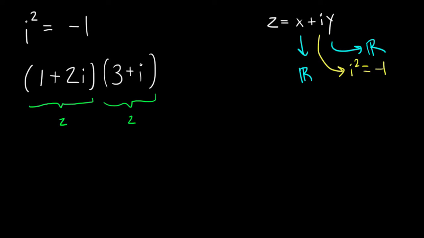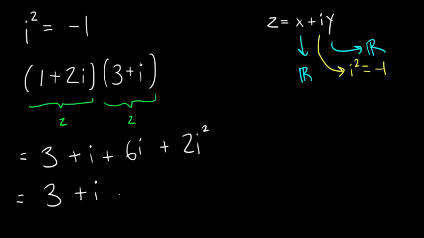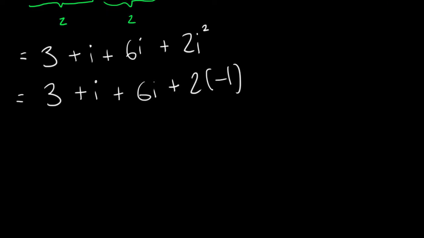So we do the multiplication as we normally would. We multiply 1 by 3, 1 by i, 2i by 3, and 2i by i. In that case, we get 2i squared, and then we can use our special property. So we write 3 plus i plus 6i plus 2, and we replace i squared with -1.